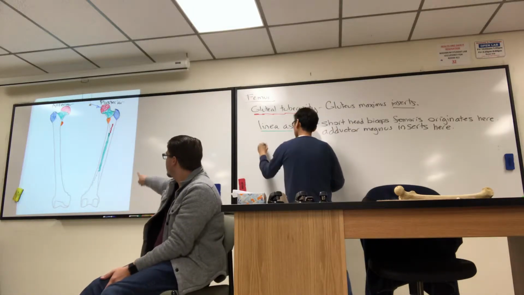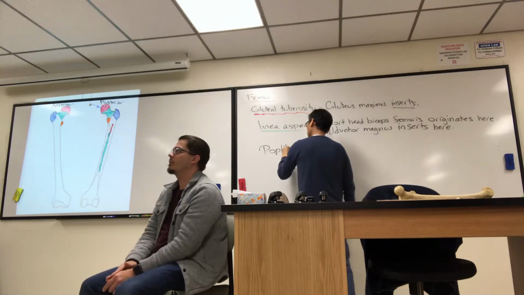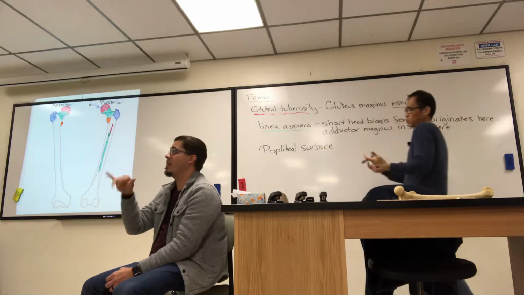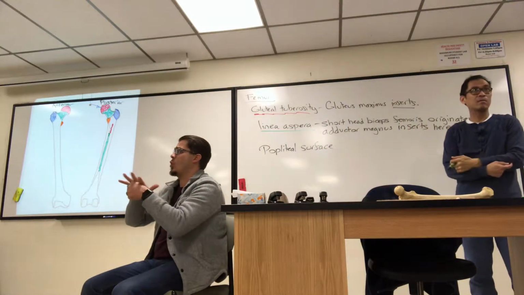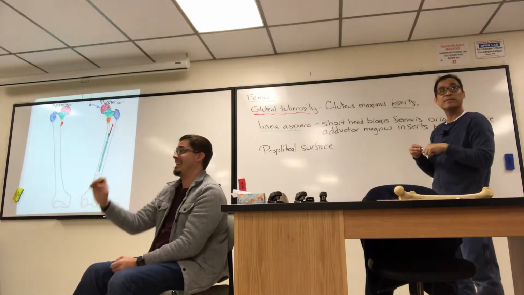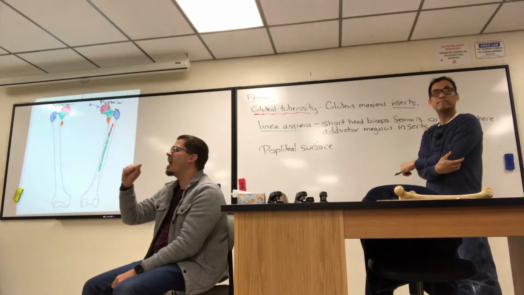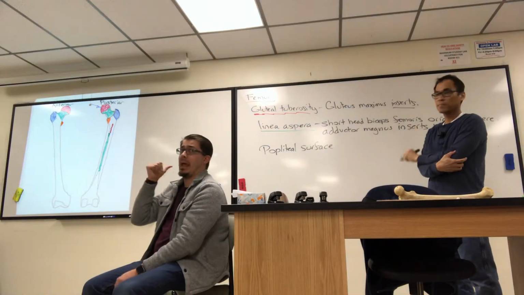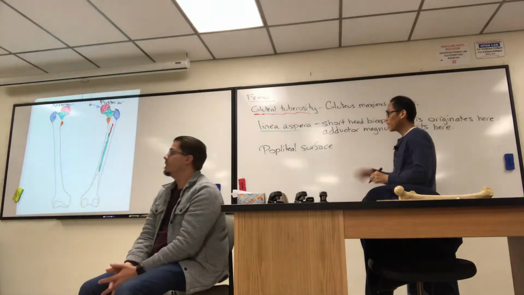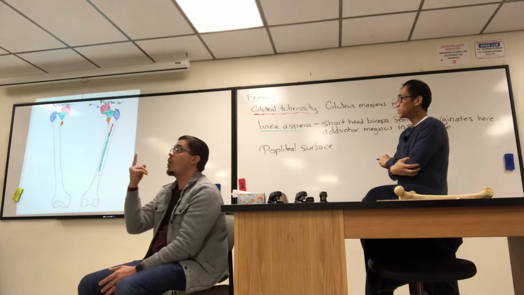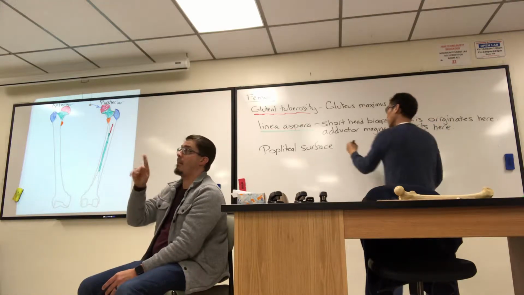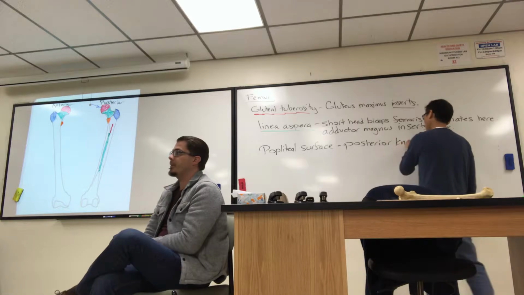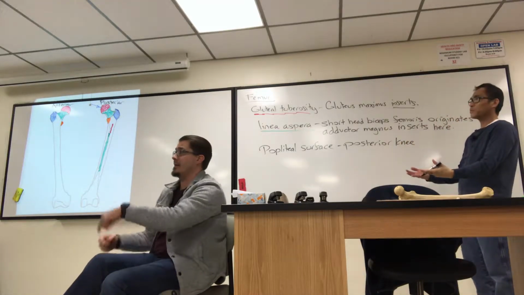And next is popliteal surface. You know, popliteal is a word that describes a region, the back of the knee. I have a question. Yeah, go ahead. Linea aspera, do you find it on the anterior part? No. Oh no, this is posterior. Posterior only. Yes. And also, only posterior is the popliteal surface. Think of it as posterior knee, specifically posterior distal femur.